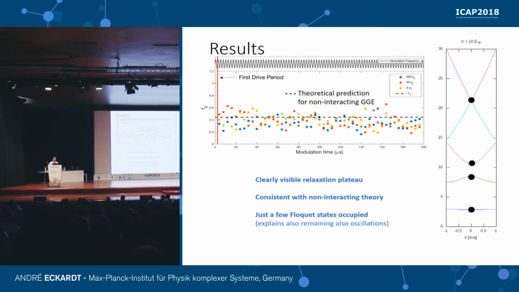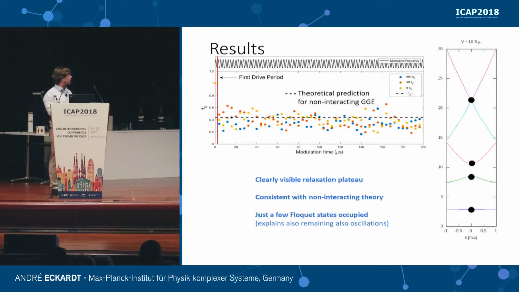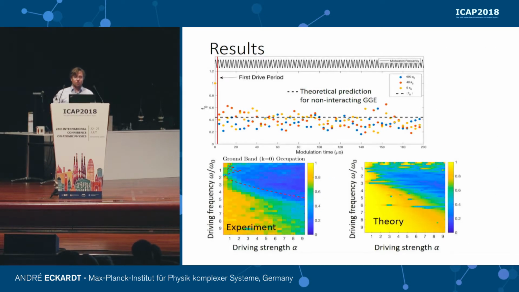And why is it just such a small number of states? Because quasi-momentum is conserved. And so you have a discrete number of states, and the level splitting even becomes larger when you move up in energy. Okay, so you can plot these occupations versus the driving frequency, in units of omega 0, which is roughly the distance between the two lowest bands, and the driving strength. And again, we see quite good agreement between theory and experiment.